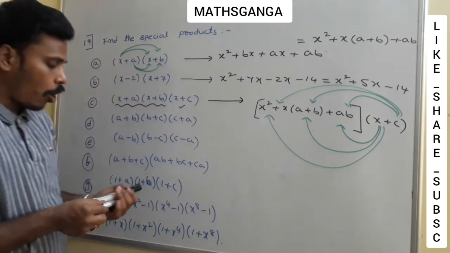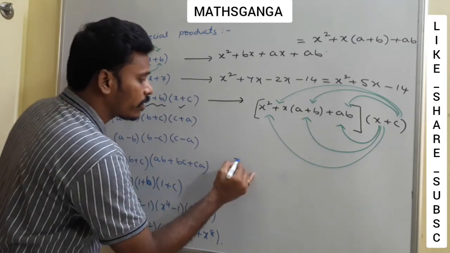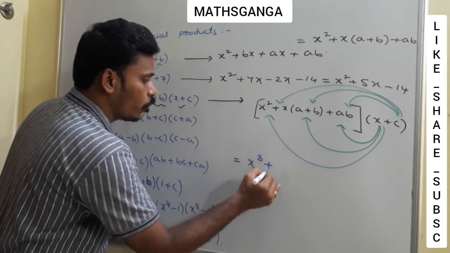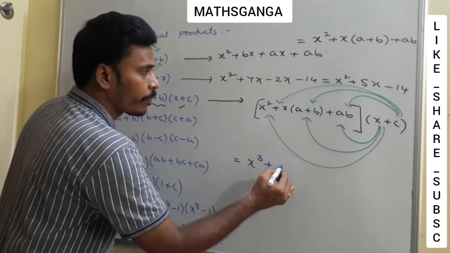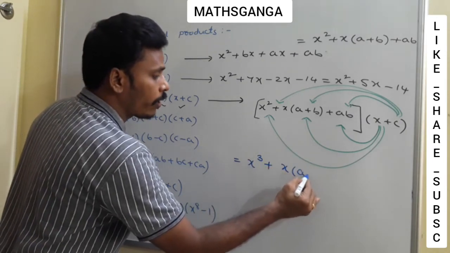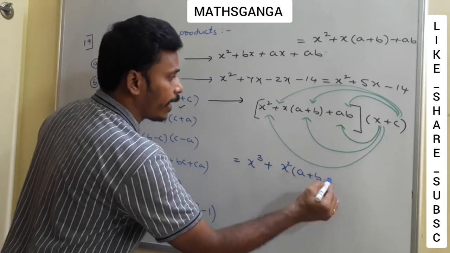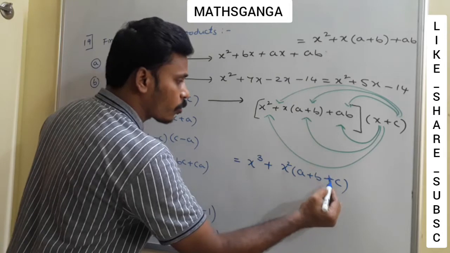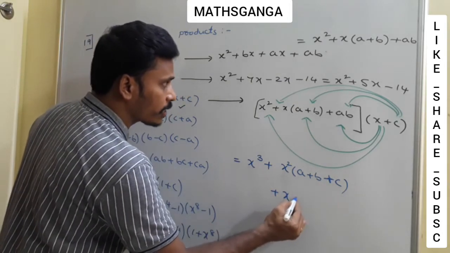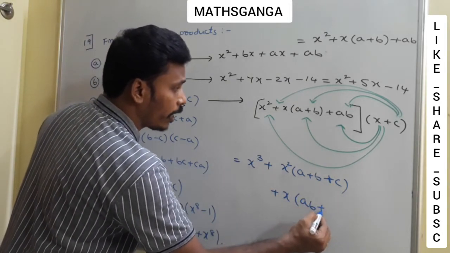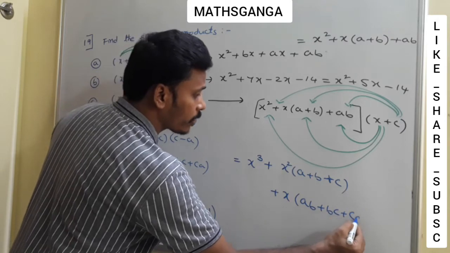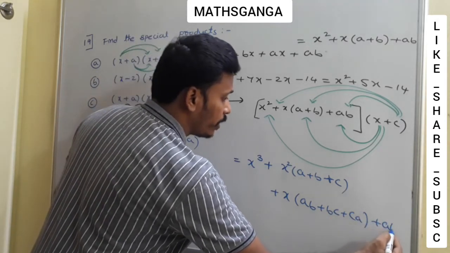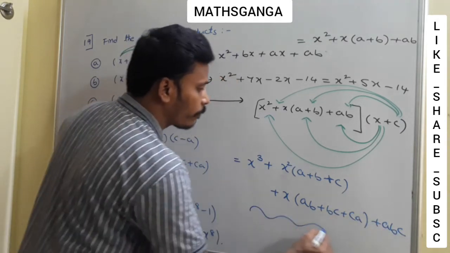If you multiply all those things, you will get that this result is equal to x cube plus x square times (a plus b plus c) plus x times (ab plus bc plus ca) plus abc. That is the final result you will get.